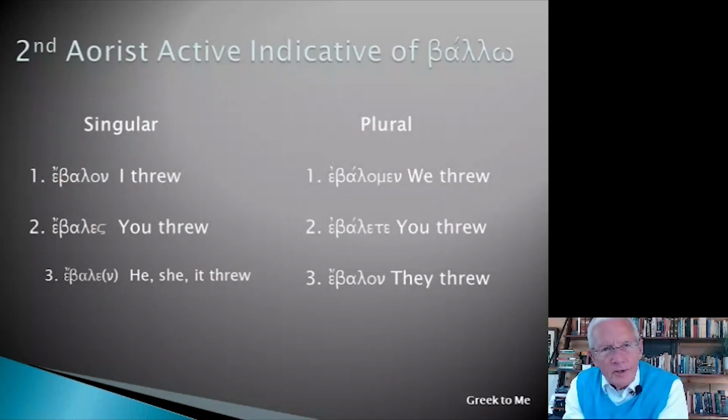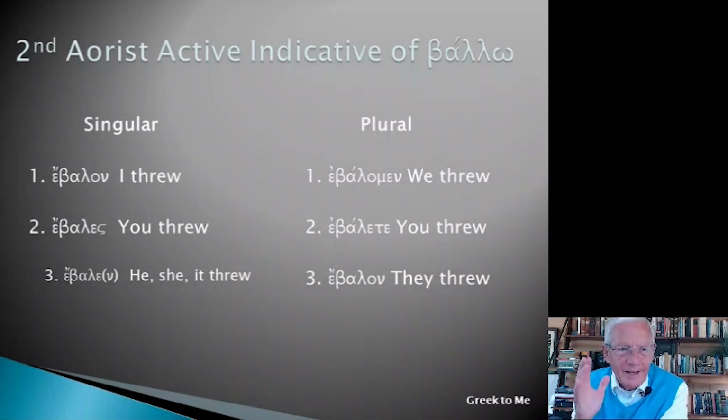Here's the second aorist active indicative of balo. We have to use a new verb. So let's say these together. Ebalon, ebales, ebalen. First plural. Ebalomen, ebaleto, ebalon.